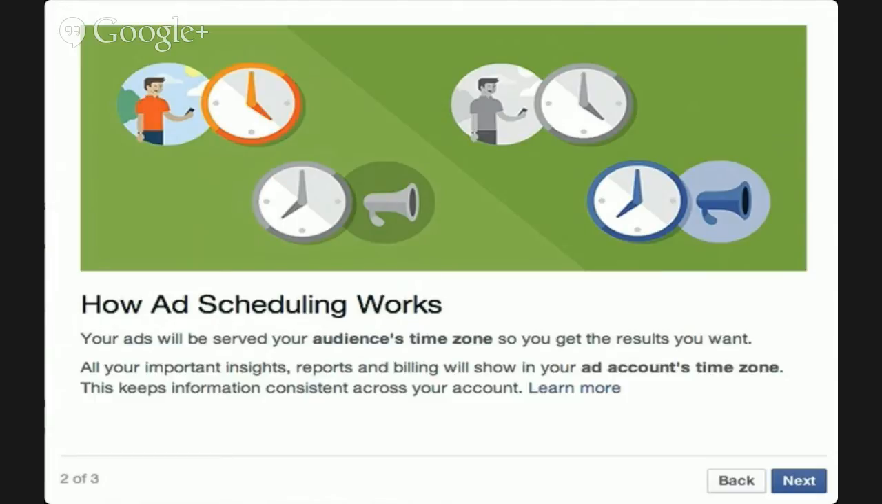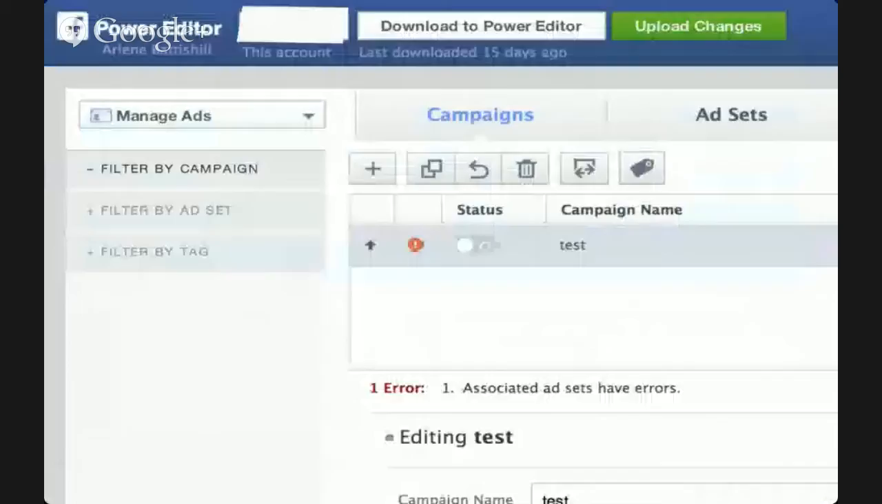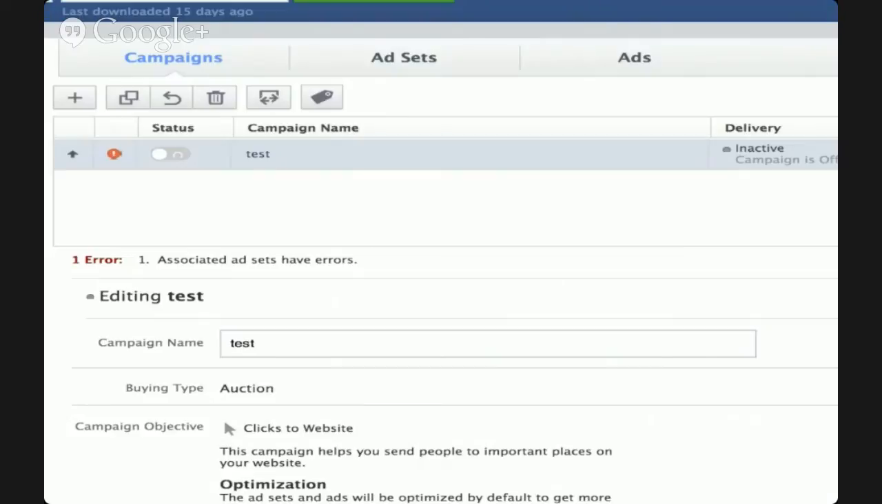So how do you go ahead and set up ad scheduling in Facebook? Well, let me go ahead and show you. You have to be in Power Editor in order to use the ad scheduling feature. It doesn't work in Ads Manager, so you have to be in Power Editor. So once we get to Power Editor, you see the campaign, ad sets, and ads. In order to use the ad scheduling, you have to go into the ad set within a campaign.